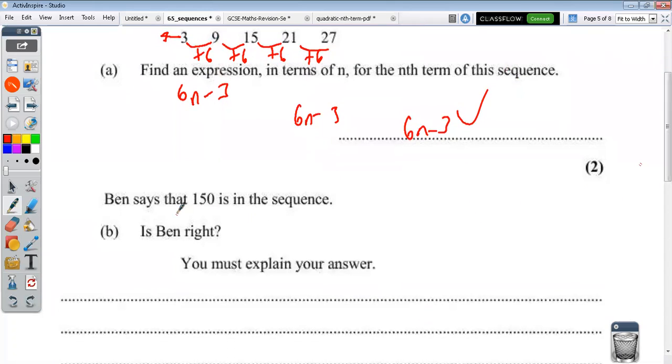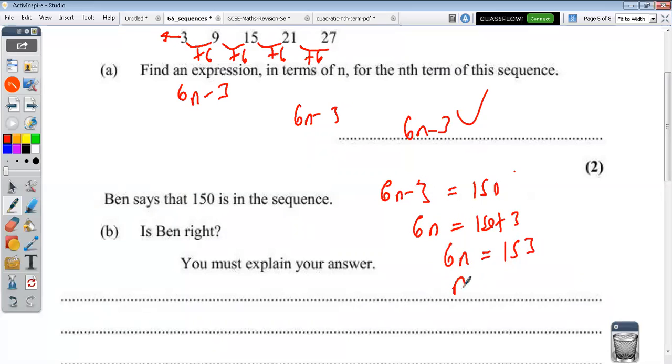Then the next part says, Ben says that 150 is in this sequence. So I said 6n minus 3 is equal to 150. Then we have to get a position of n that is a whole number, clear? So take the 3 the other side. 6n is equal to 150 plus 3. A negative, which you move the other side, becomes a positive. So 6n is equal to 153. Then divide both sides by 6. What's 153 by 6? I don't think it's a whole number.